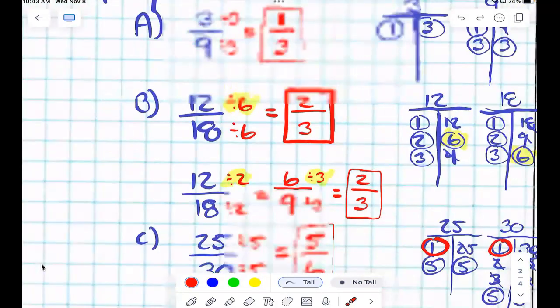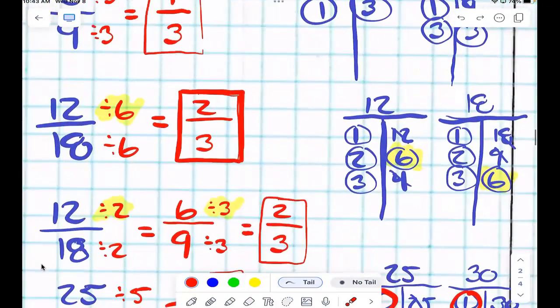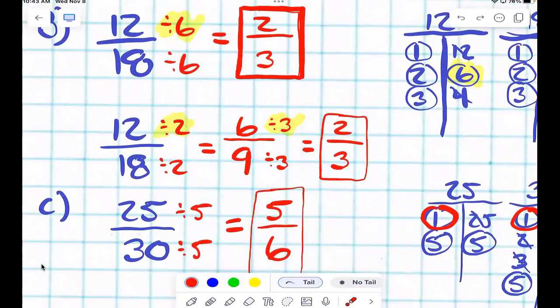How about 12/18? Can you reduce 12/18? Yes. We did our t-charts. What's the biggest number that goes into 12 and 18? 6. So if I divide by 6, 12 divided by 6 is 2, 18 divided by 6, I get 2/3, right? Yeah.